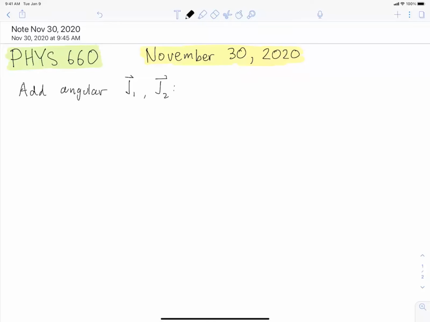So there's one complete set of commuting observables that we can write down, which is J1 squared, J2 squared, J1z, and J2z. Those all commute with each other. And because they're a complete set of commuting observables, we can write down a basis, which is called the product basis.